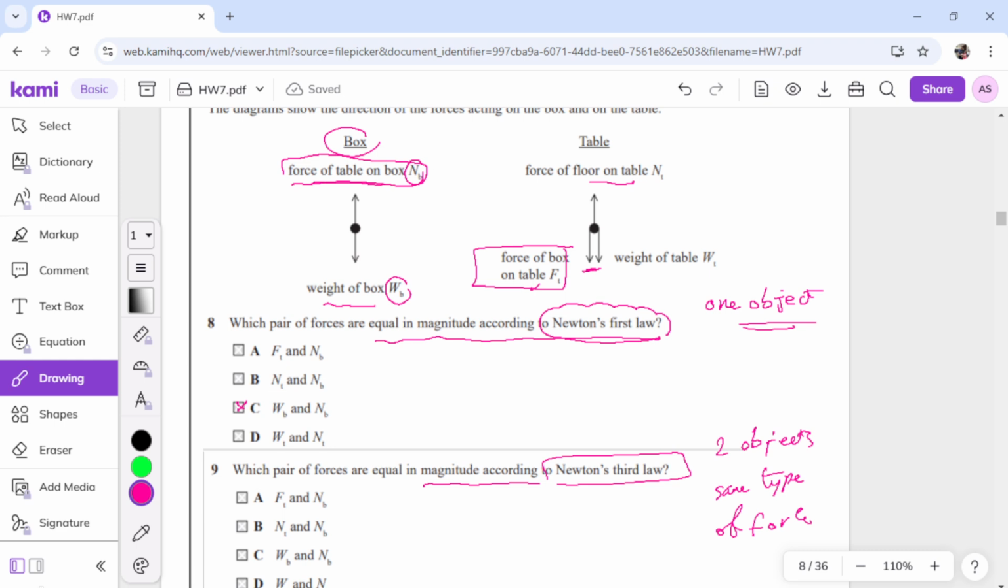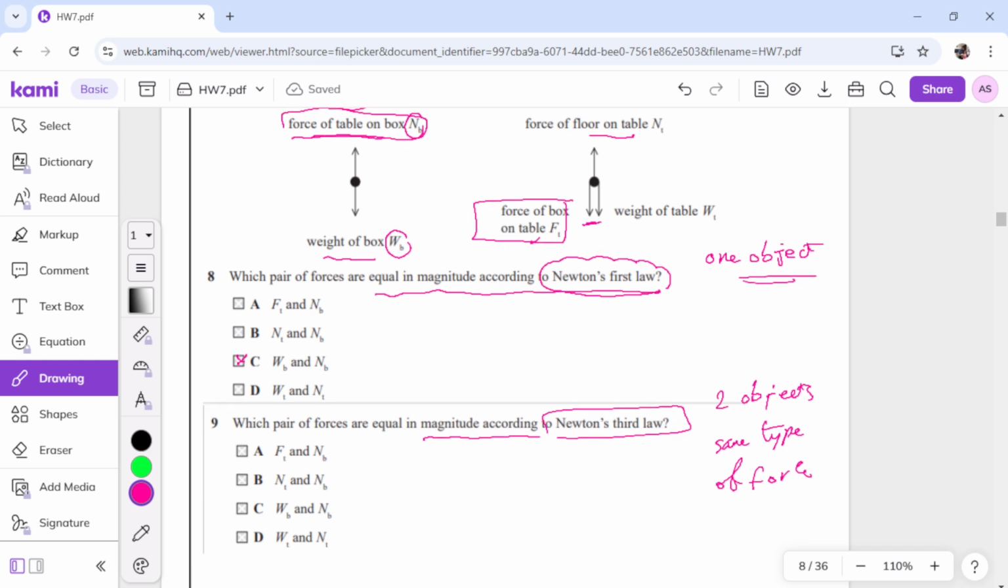If you want to choose another option, you will find what? For example, weight of box WB, weight of table WT. But weight of box affects the box. Weight of table affects the table. So they are not equal. It must be equal also.